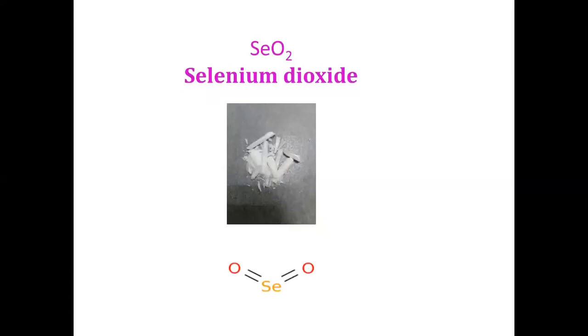Greetings to everyone. Today we are going to discuss the next oxidizing agent which is useful for oxidation at allylic and benzylic CH positions, that is selenium dioxide. Selenium dioxide is a colorless solid. This is the structure of selenium dioxide. It is an angular structure.